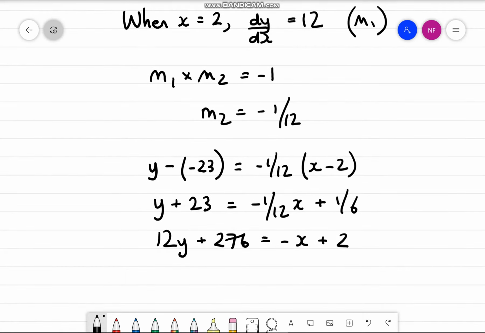And getting it in the form we want, which is roughly y equals mx plus c, we say that 12y is equal to minus x minus 274. And there you have it, the equation of the normal.